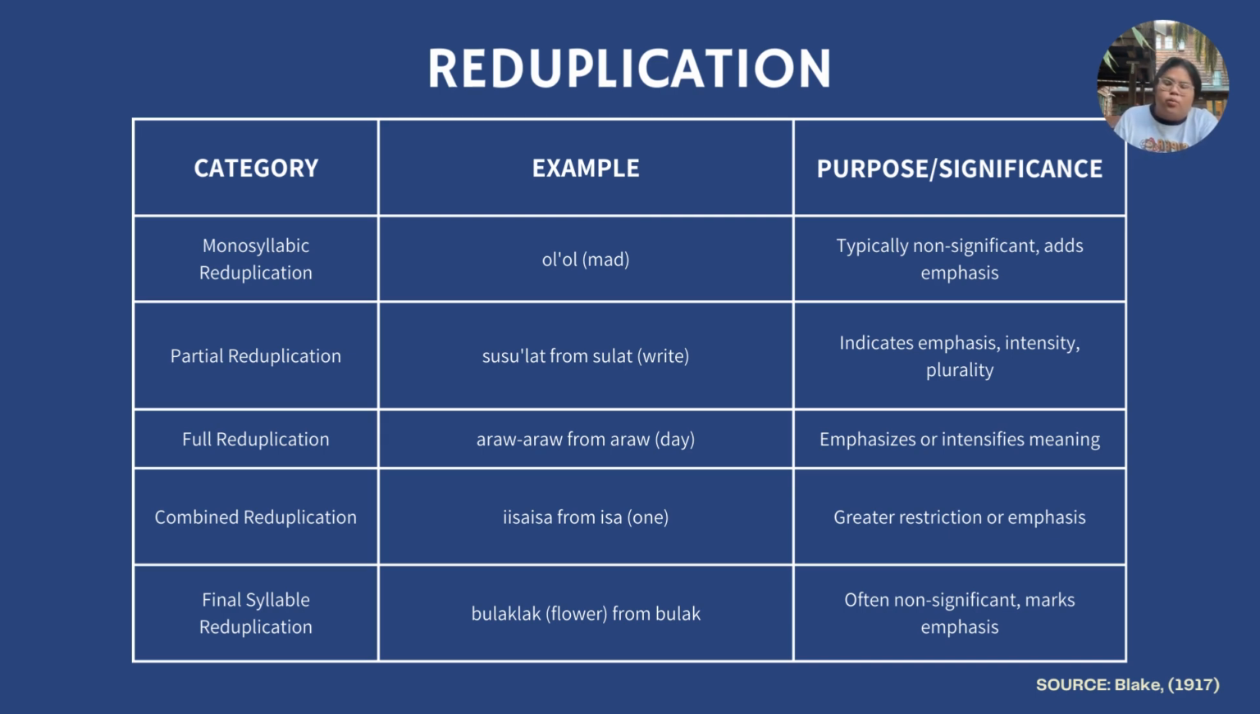And so we have another one which is combined reduplication, like iisa-isa from the word isa, which means one, and it adds greater restriction or emphasis. And then finally, we have the final syllable reduplication, such as in bulaklak, from the word bulak, which is flower, and again, it marks emphasis without really significantly altering the meaning. So these different types of reduplication are key in modifying and emphasizing meanings in Tagalog words.